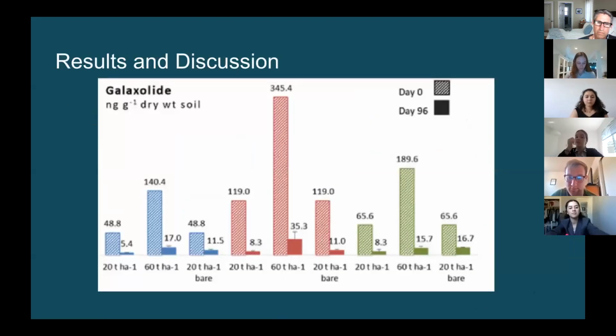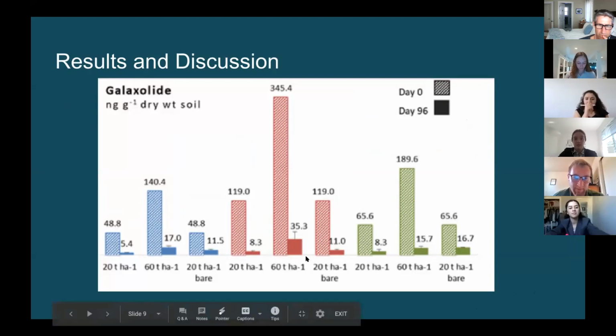So here we have our first organic contaminant, galaxolide. There are 3 different colors, the red, the blue, and the green, for sludge A, B, and C. We're going to be focusing on sludge B.